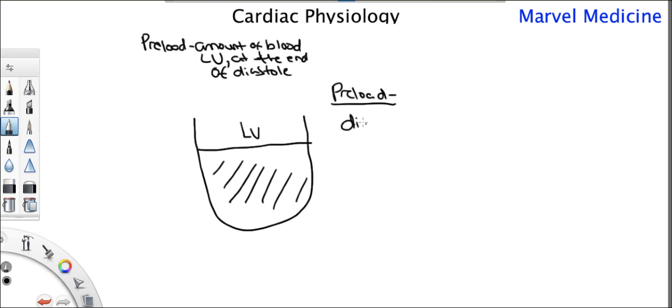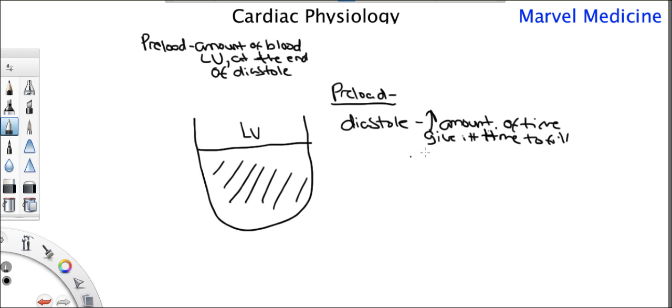It's during diastole, right? So if I increase the amount of time I spend in diastole, basically, if I relax the ventricle and if I give it time to fill, that would actually increase preload, right? Because I'm allowing it to fill with blood at that time. The ventricle's relaxed, it's filling with blood, it's not contracting.